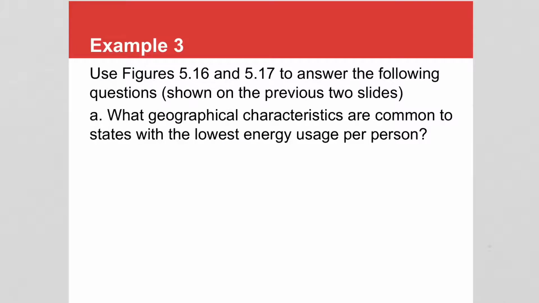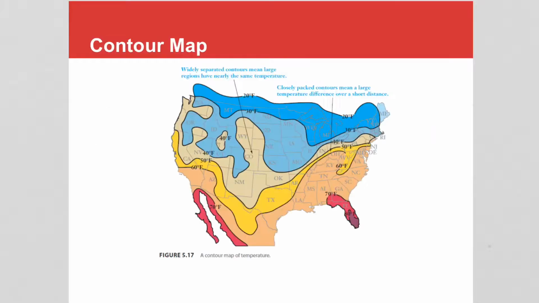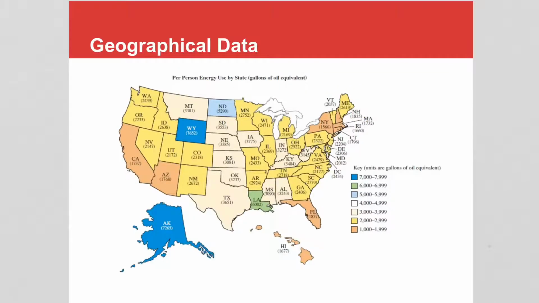So part A of example 3 asks us what geographical characteristics are common to states with the lowest energy use per person. The lowest energy use per person is the orange. So that's Florida, New York, New Hampshire, Maine, Rhode Island, Connecticut. Am I getting all these right? I think so. Plus Arizona and California. Okay, so let's list these. California, Arizona, New York.